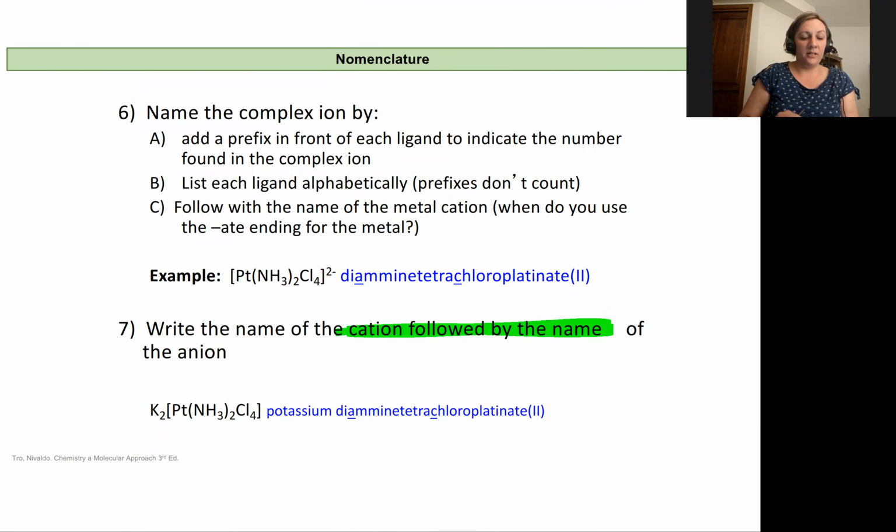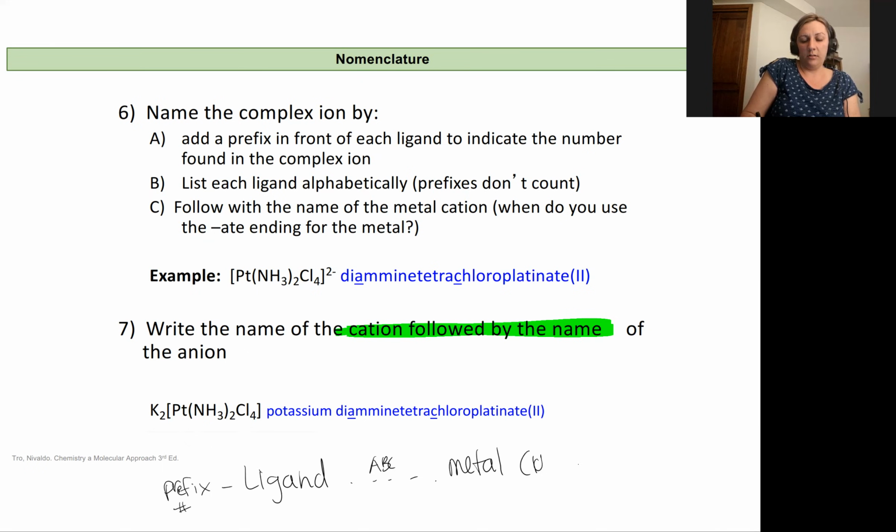And we're going to start by putting our ligands first. So we'll go in the order of ligand. We'll use our prefix for the number of them first for our ligands. We'll do our series of ligands in alphabetical order. Then we'll do our metal name and its charge. And that'll make up our complex ion. And then if it's the cation, then we'll follow it with the anion, or if it's the anion, we'll lead with the cation name. And so here is an example to look at.